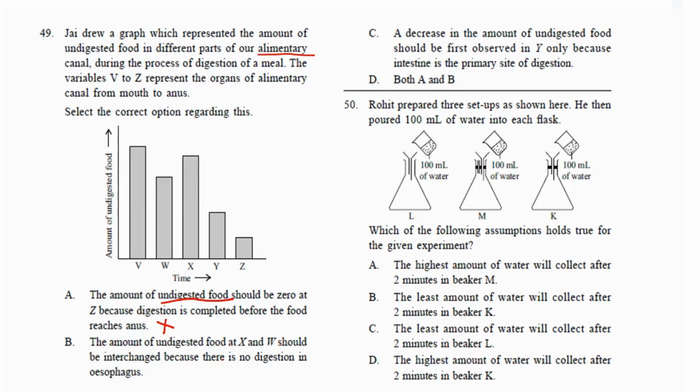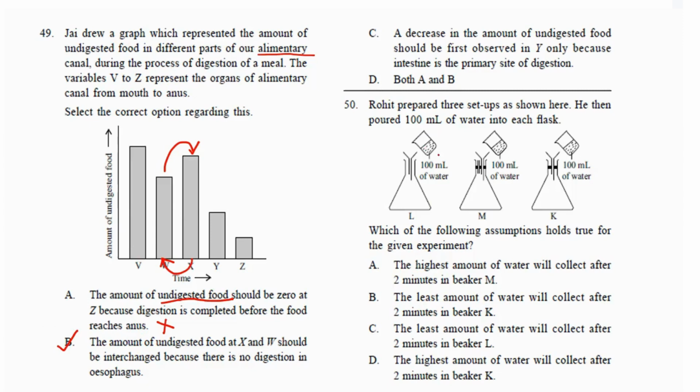Coming to option number 2, the amount of undigested food at X and W should be interchanged because there is no digestion in the esophagus. Correct. So W should be in place of X and X should be in place of W. Why? Because in the esophagus, no digestion takes place. The esophagus is the food pipe. It only conducts the food from the mouth to the stomach. So this is the correct answer, right?